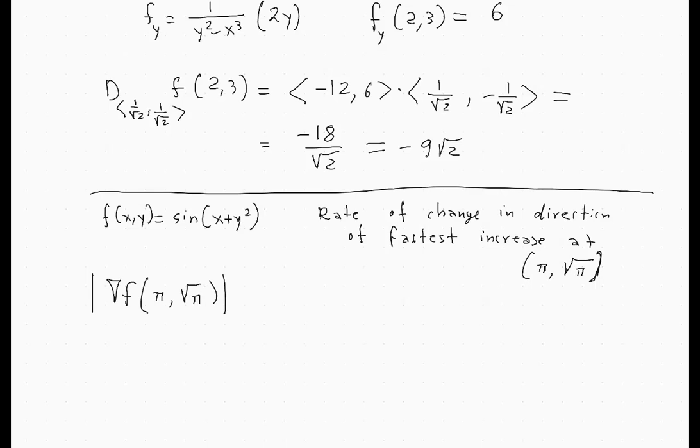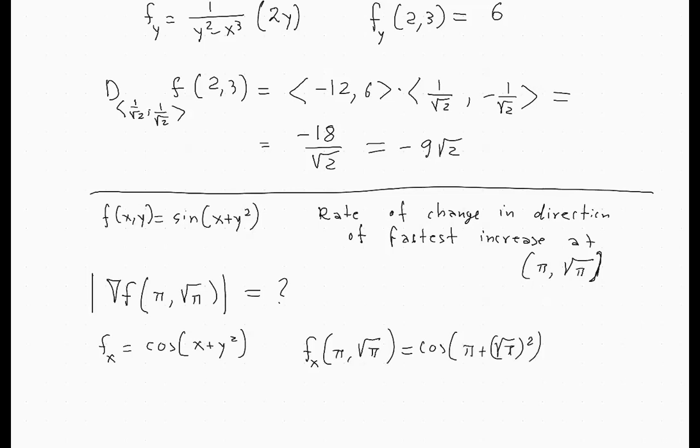So to compute this, we will have to first find the partial derivative. So this is cosine of x plus y squared. And f sub x at pi comma square root of pi is going to be cosine of pi plus square root of pi all squared. So cosine of 2 pi, same as cosine of 0, which is 1.